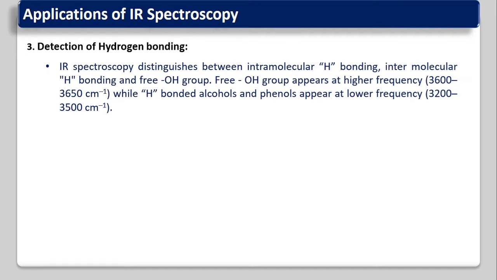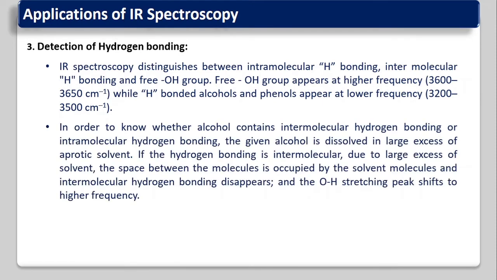If we get the peaks of the hydroxyl group at 3200 cm inverse to 3500 cm inverse, then our compound is hydrogen bonded. If not, then free OH comes around 3600 cm inverse to 3650 cm inverse. In order to know whether an alcohol contains intermolecular or intramolecular hydrogen bonding, this can also be distinguished by using IR spectroscopy.